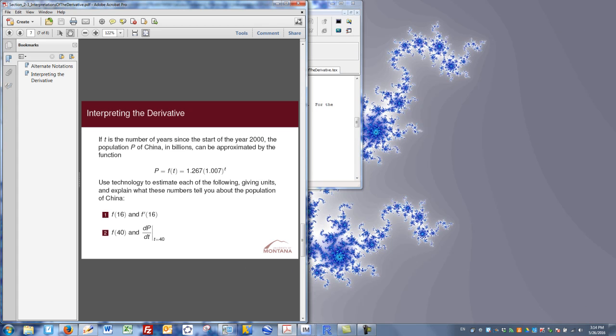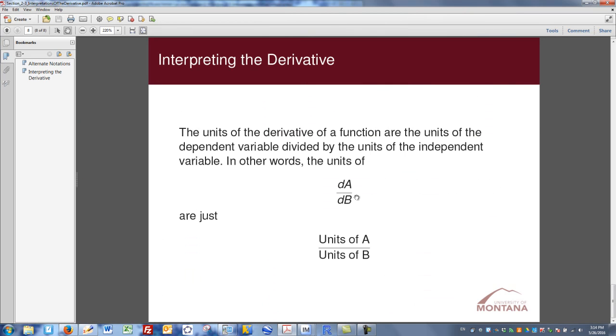Okay, I hope that gives you a sense of how to use your calculator to find some of these things. The last thing I want to say is that the units of the derivative of a function are the units of the dependent variable divided by the units of the independent variable. In other words, if we have something of the form dA/dB, or the derivative of A with respect to B, then whatever its value is, it has units that are a ratio of units of A to units of B. It's literally the ratio of rise over run of the graph of A as a function of B. Okay, that's all I wanted to show you in this particular chapter.